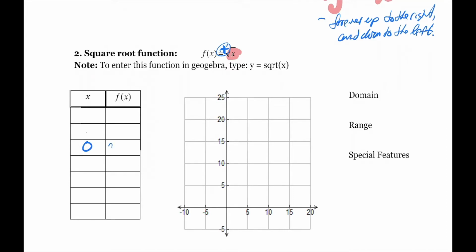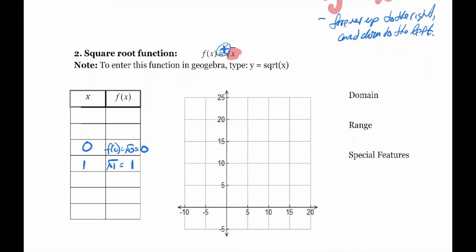And so f of 0 is going to be root 0, which is just 0. So again, increment x by 1. So look at f of 1. So square root of 1 is going to be 1. Now we could increment x again to look at 2.